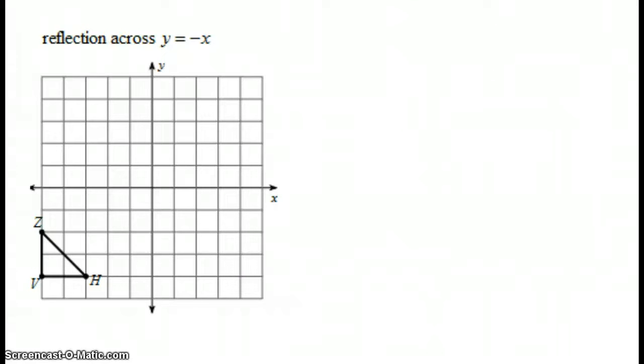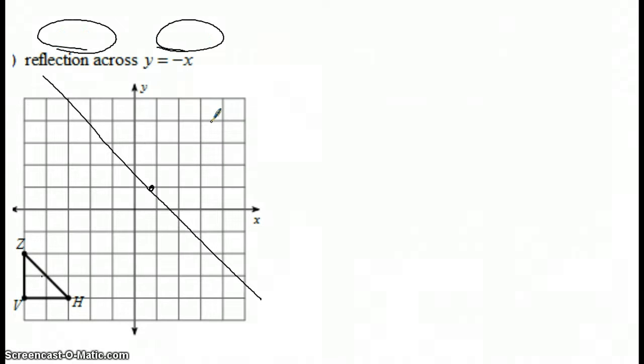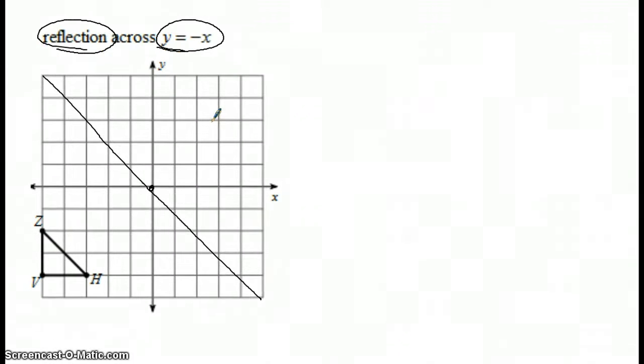I know that I need to draw the image of a reflection across the line y equals negative x. Y equals negative x goes through the origin and has a negative slope. I can imagine folding my paper along this line and seeing that my triangle will end up here in the first quadrant. So when you do this, you can always fold along the line.